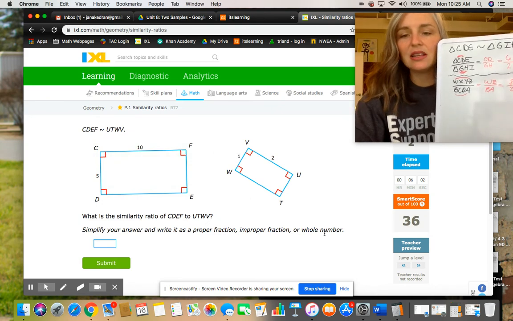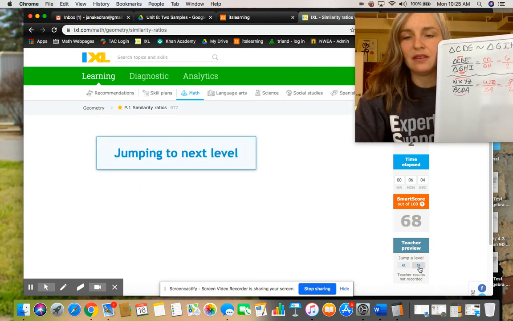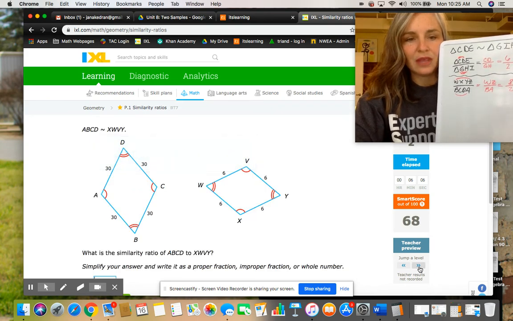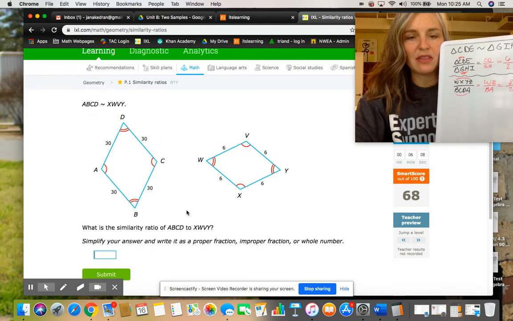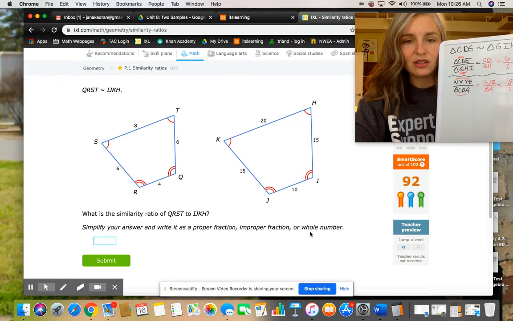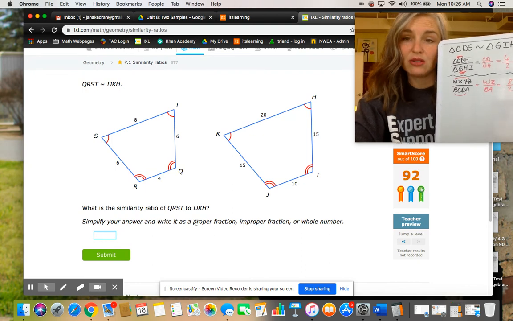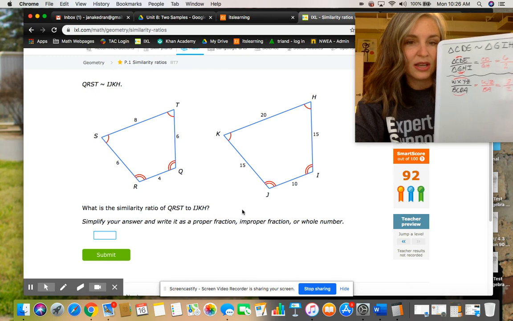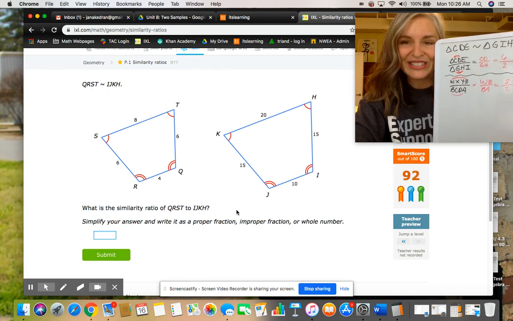And basically this whole thing looks like this, I believe. If I jump ahead, we are still talking about that same similarity ratio of ABCD to XWVY. So if I jump ahead, even into the challenge zone, I'm really still looking for a similarity ratio. So all the way through this would be super easy to go to 100 and get your bonus points. So I hope that helps, and I'll see you on the next video.